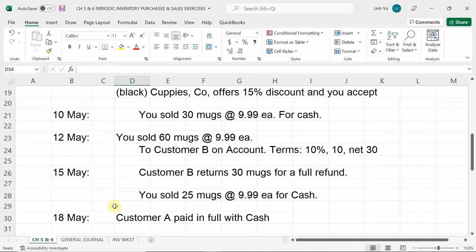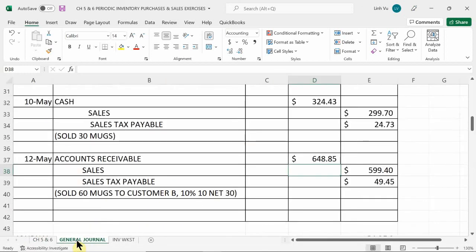Then a couple of days later, customer B decides to return 30 of those mugs and wants a full refund. Maybe he ended up not needing those extra 30 mugs, or he just doesn't want to have them on hand, or maybe he used only 30 of them for his event. Whatever reasons customer B had, he came back to the store 3 days later saying, I'm going to return 30 of these mugs, and I want a full refund. So how do I record the refund for customer B?